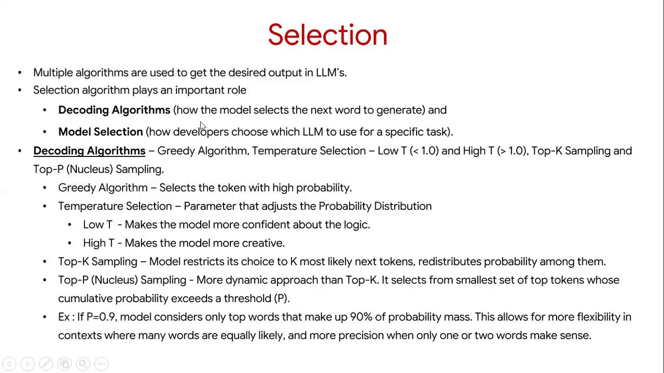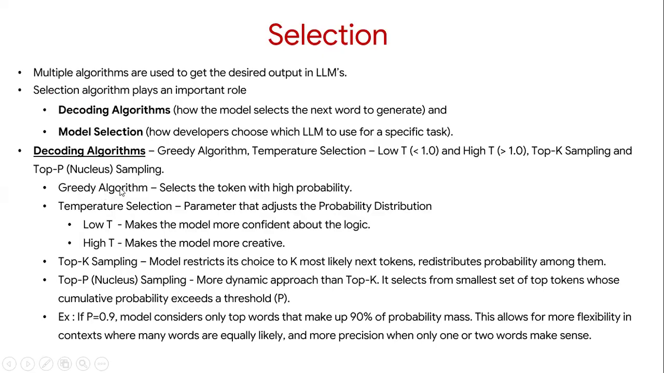How does the selection process happen? Multiple algorithms are used in the selection process, like decoding algorithms and model selection. Model selection mainly depends upon how we choose an LLM to perform a specific task. These are the different algorithms: greedy algorithm, temperature selection like low T and high T, top K sampling, and top P nucleus sampling.